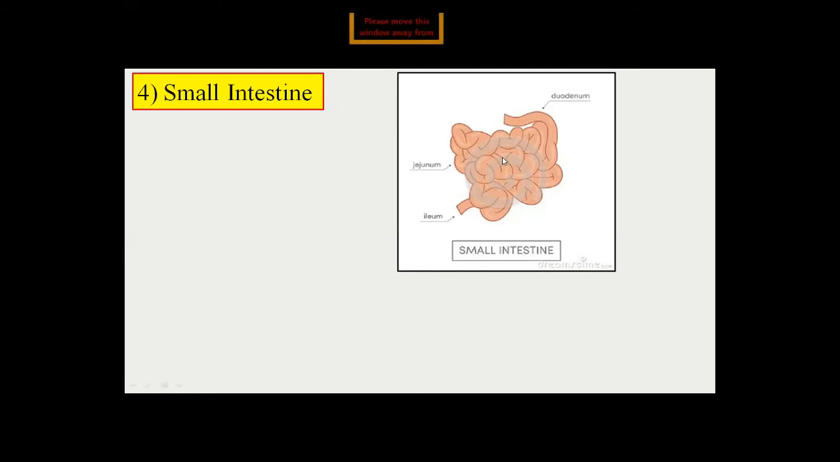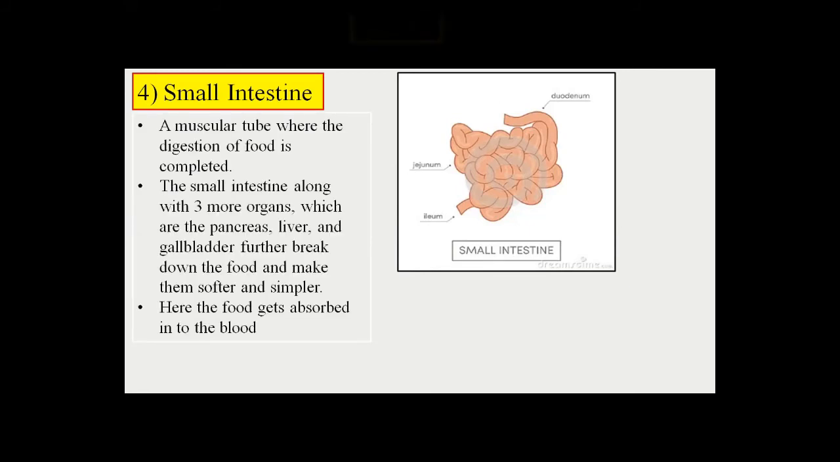The wall of the small intestine is very thin and covered with finger-like projections called villi. Each villus contains blood capillaries. The nutrients are absorbed by the villi and transferred to the blood capillaries. So, what is the small intestine? The muscular tube where the digestion of food is completed.